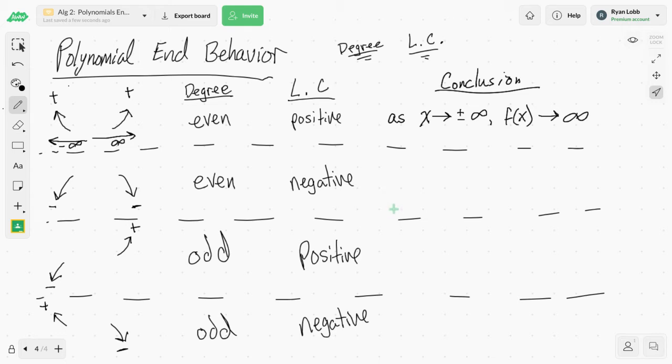And this is read as: x approaches plus or minus infinity, f of x approaches infinity. Down here, we write, in this case, x approaches plus or minus infinity. That means if I go in either direction, to the right or to the left, f of x in this case approaches negative infinity.